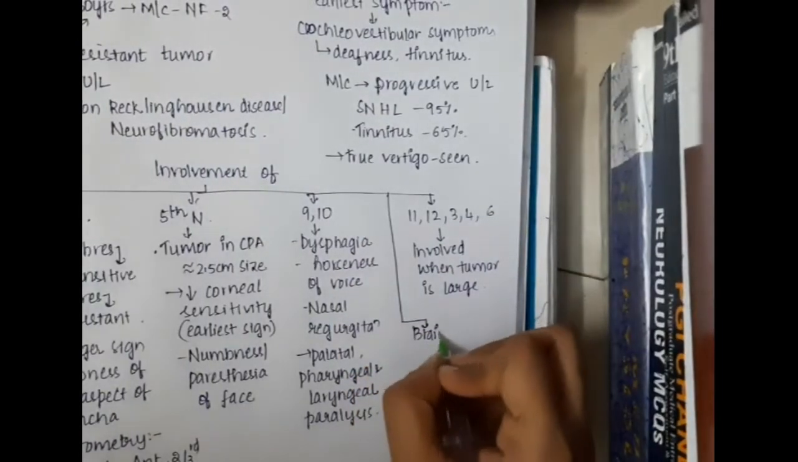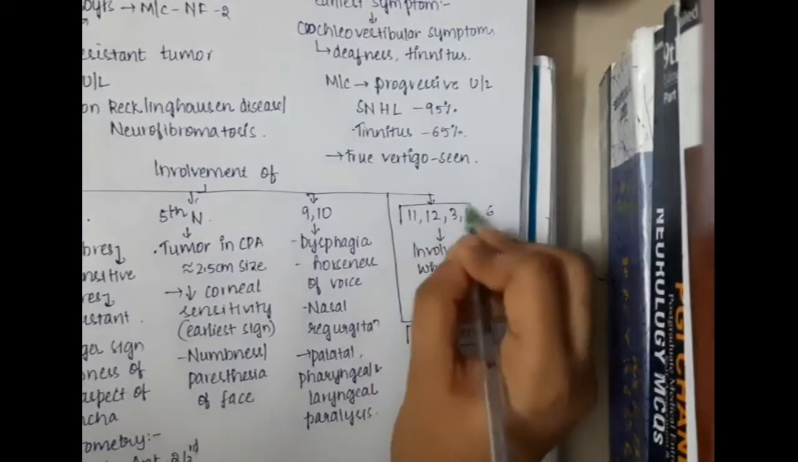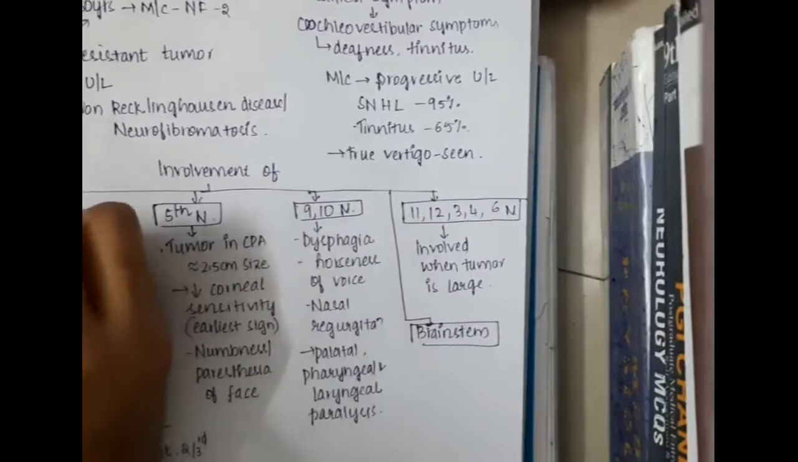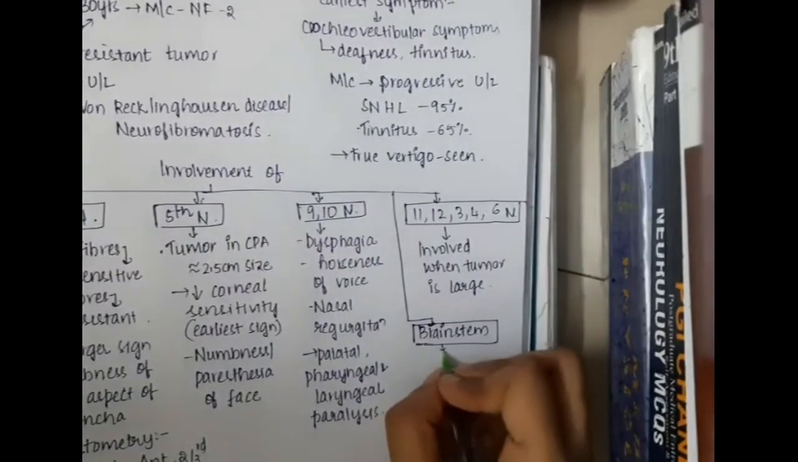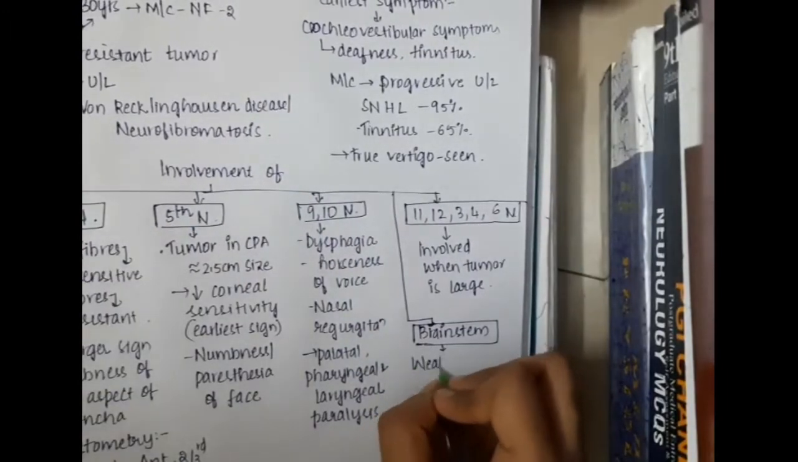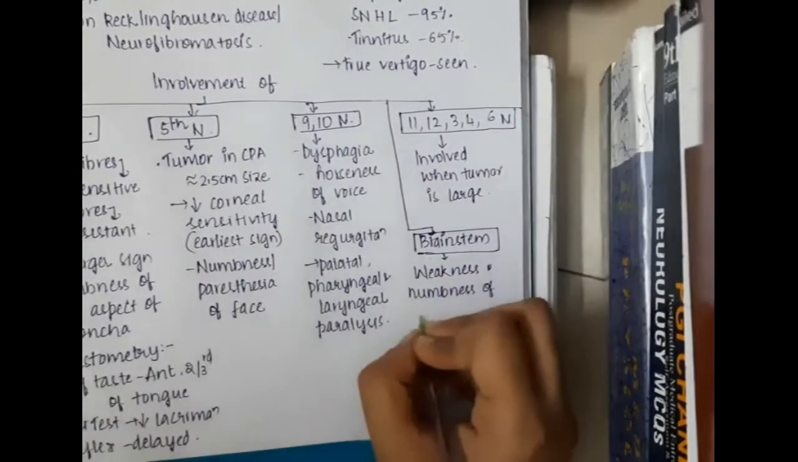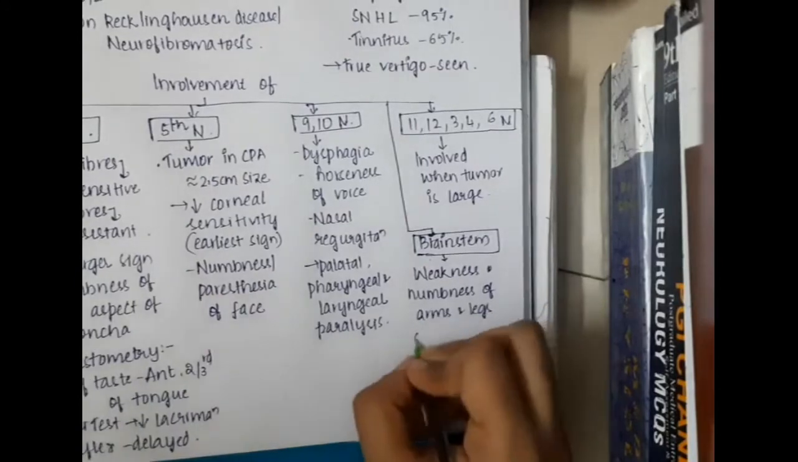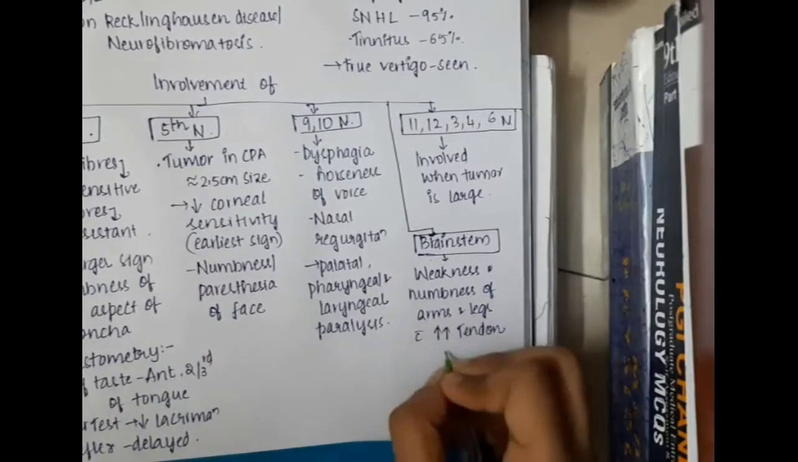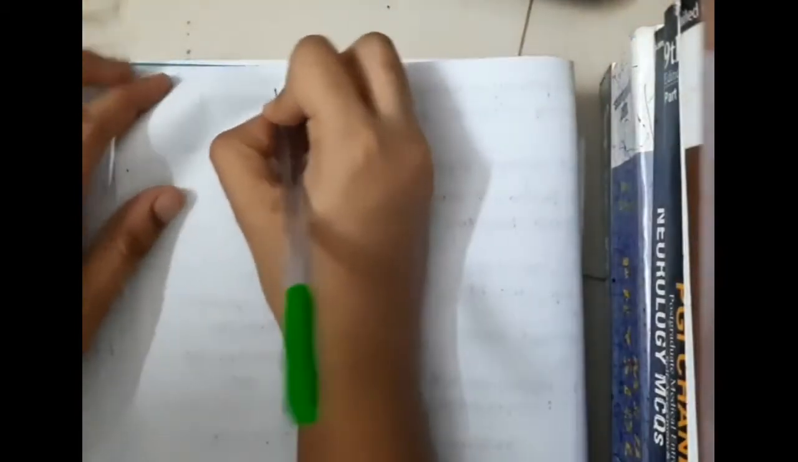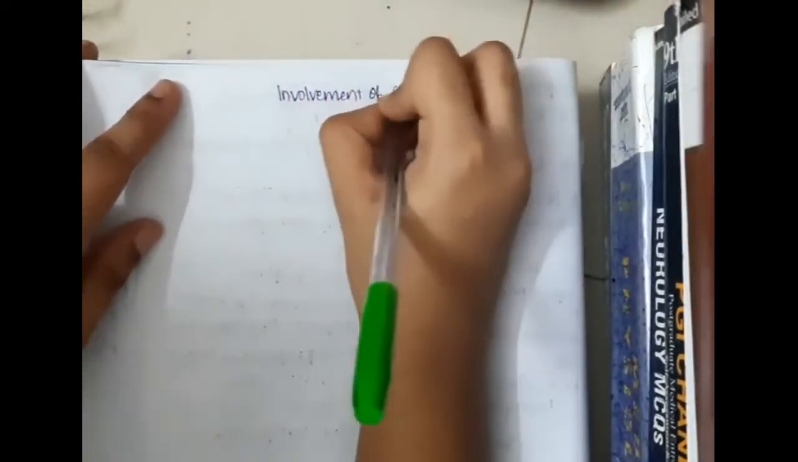Sometimes it can also involve the brainstem, where you will see weakness and numbness of the arms and legs with increased tendon reflexes. So these are the important involvements in vestibular schwannoma or acoustic neuroma.